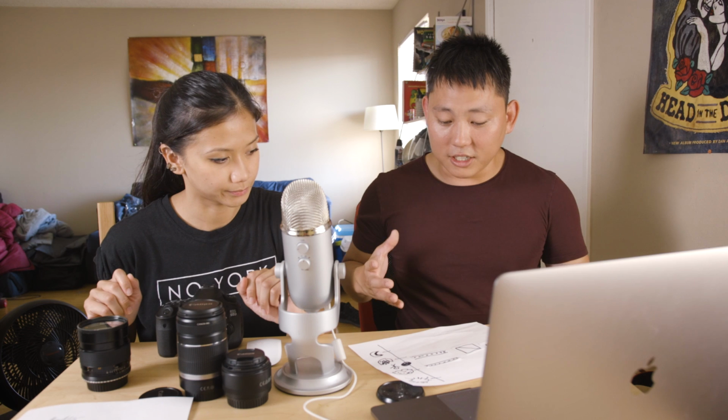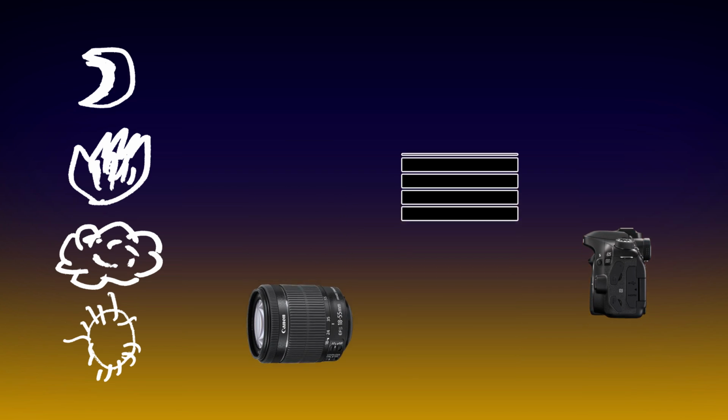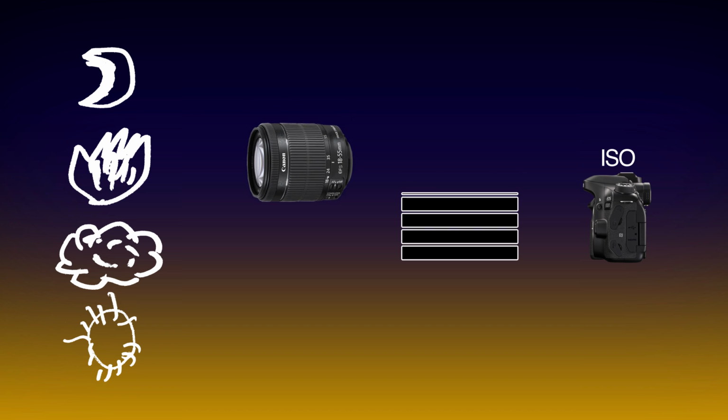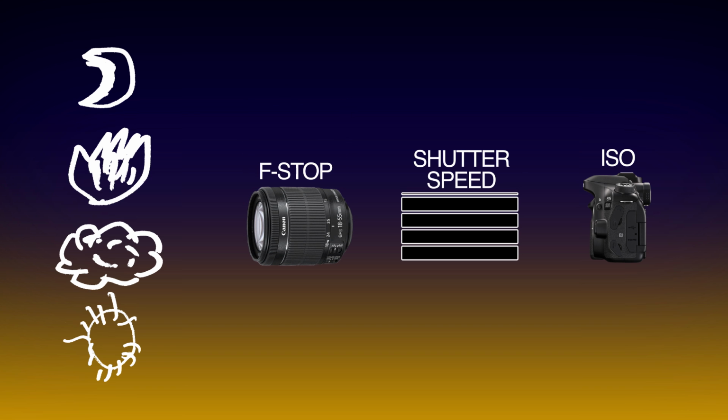Now, why do we want to do that? Anytime you adjust any of these 3 things, it affects how the picture comes out. Film is ISO, shutter is shutter speed, f-stop is your lens.